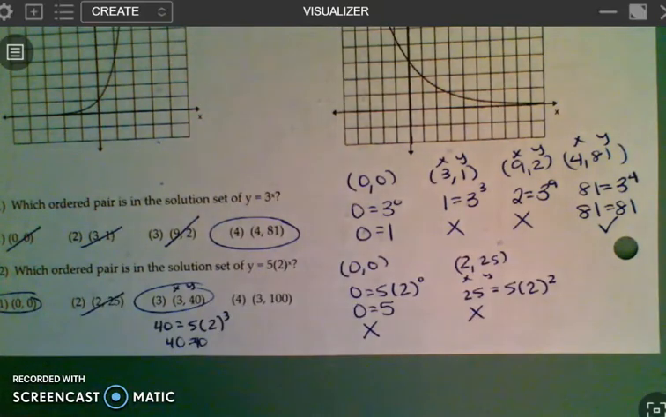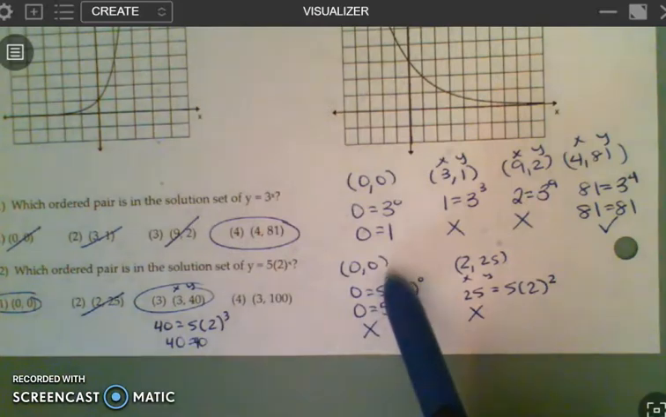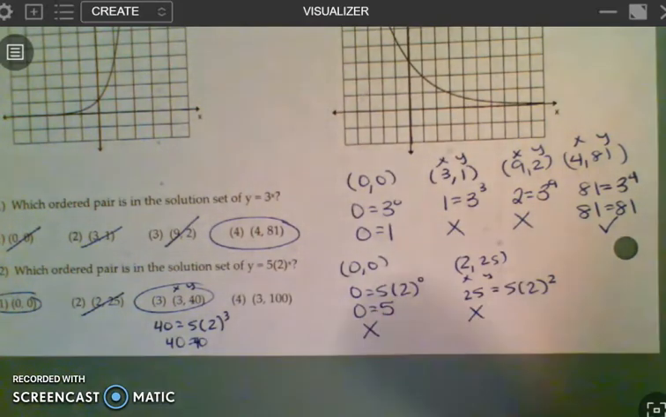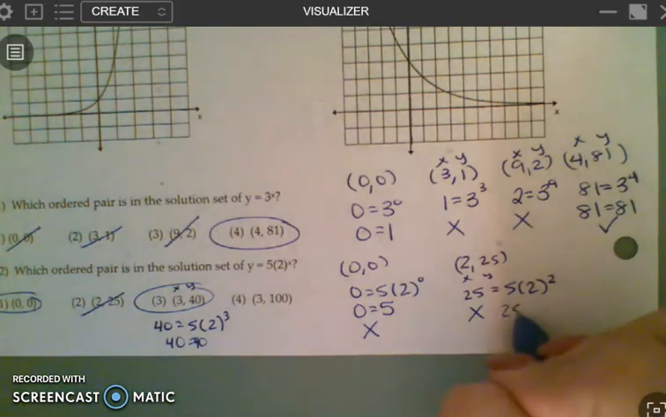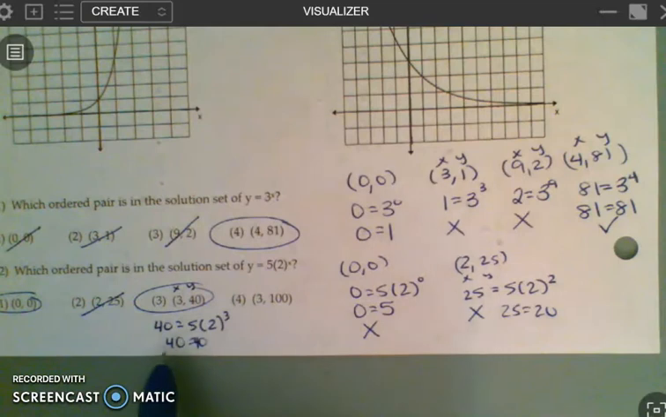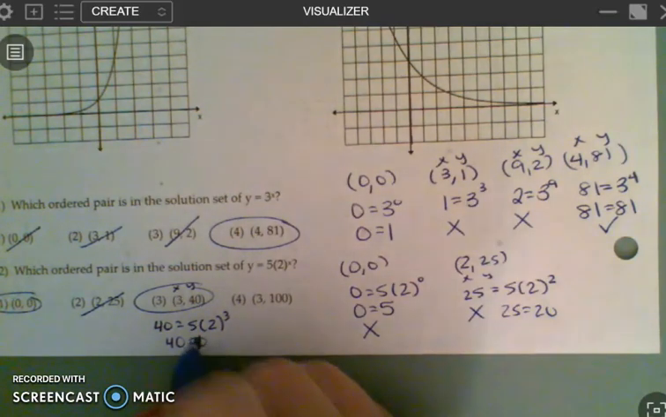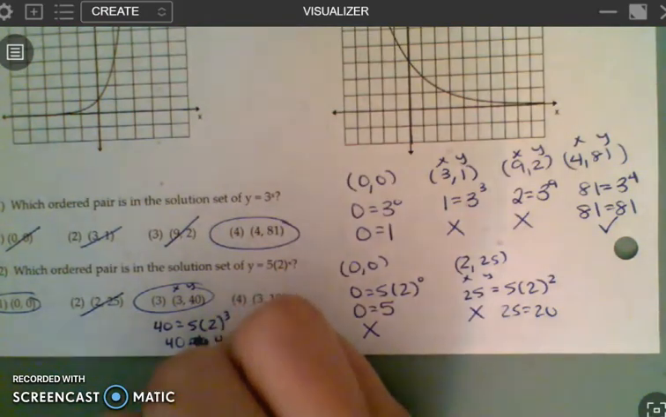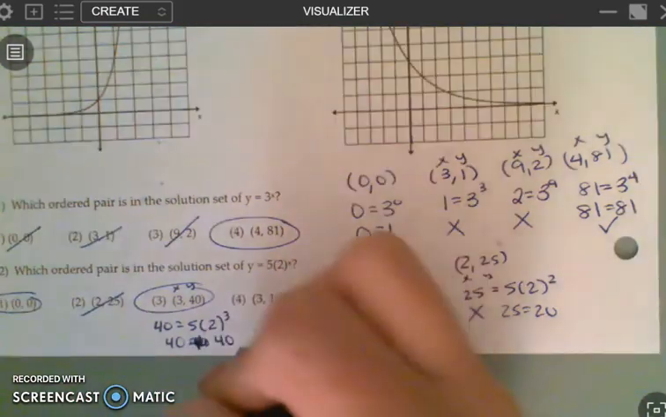Okay, when you work on number 12 by yourself, you should find 0, 0 does not work. 2, 25 does not work because that ends up being 25 equals 20. And then you should find that 3 comma 40 does work because that's 5 times 2 cubed. So when you put 5 times 2 cubed in your calculator, you get a 40. So you get 40 equals 40, so that's a check, that works.